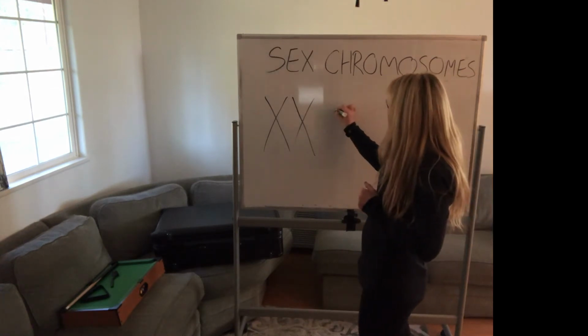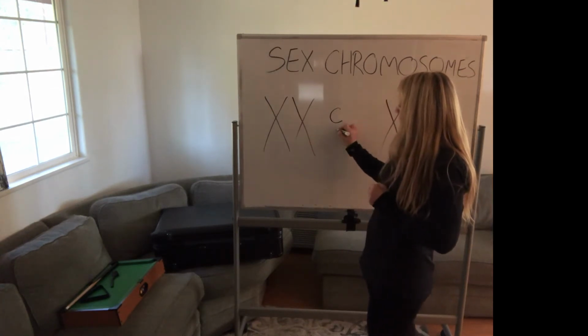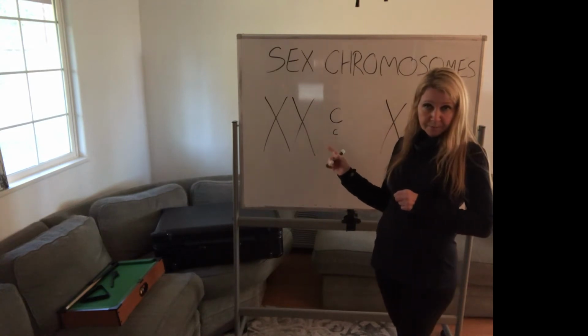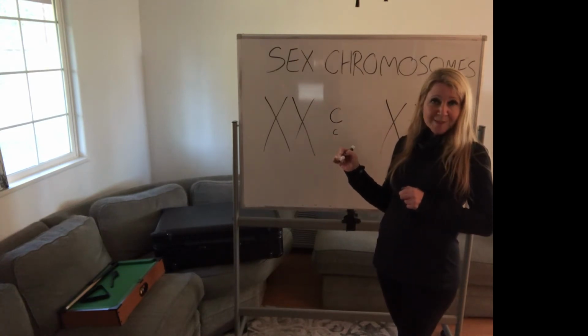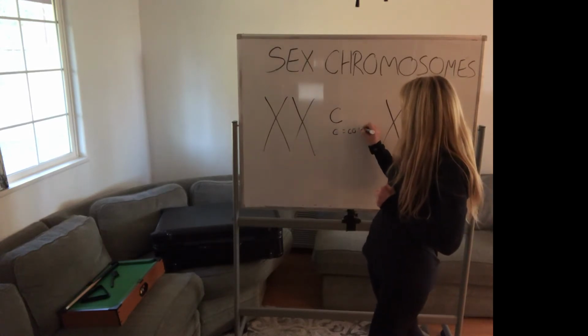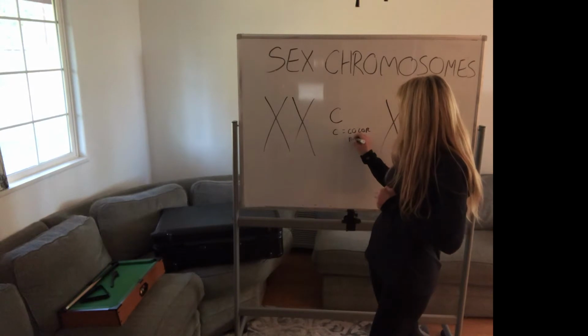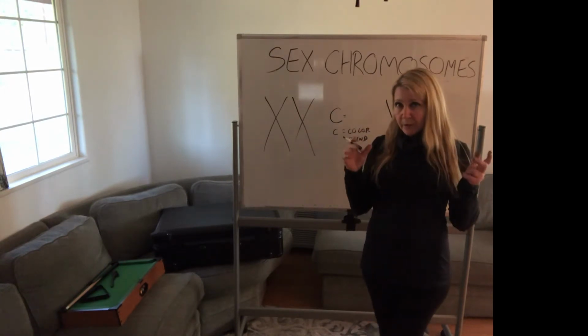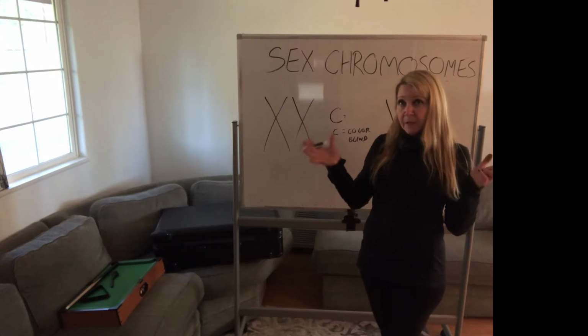So colorblindness, we're going to indicate with big C, little c. Colorblindness, though, is recessive. So if you have a little c, that's going to indicate colorblind. If you have a big C, you are normal sighted, not colorblind.